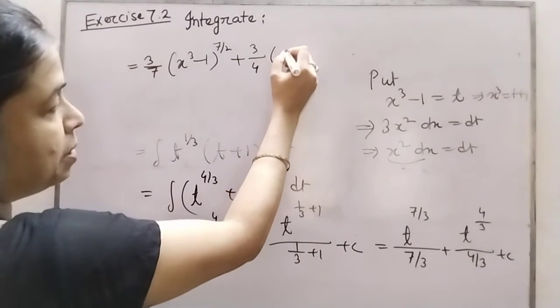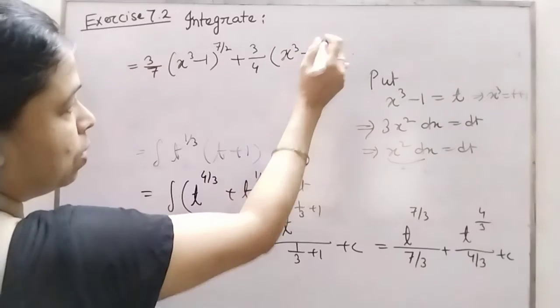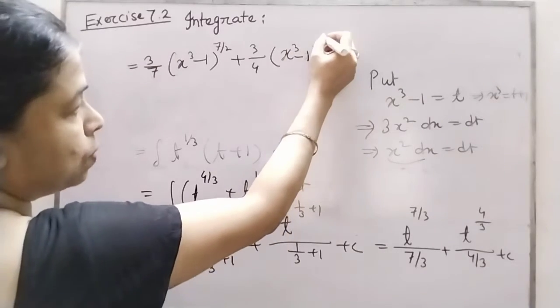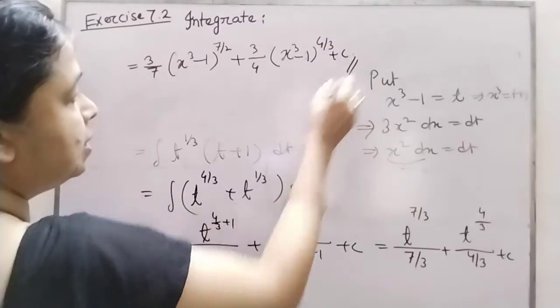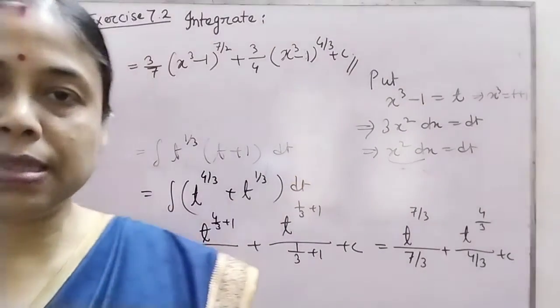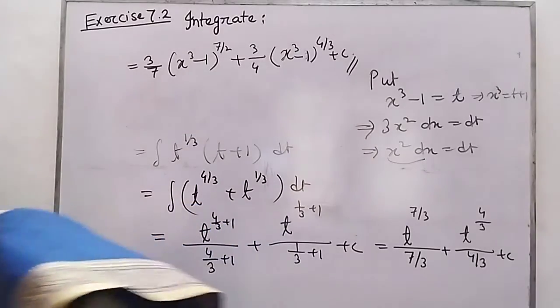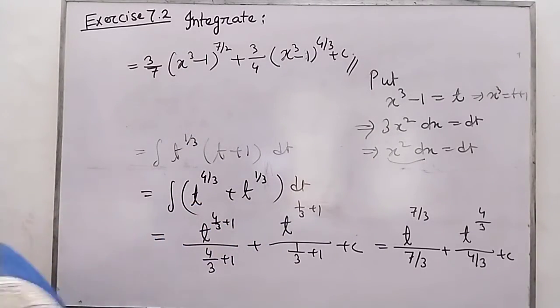And t means what? x cube minus 1, x cube minus 1 whole to the power 4 by 3 plus c. And this is your solution. Is the method clear? Okay. Now I go to the next question, number 13.